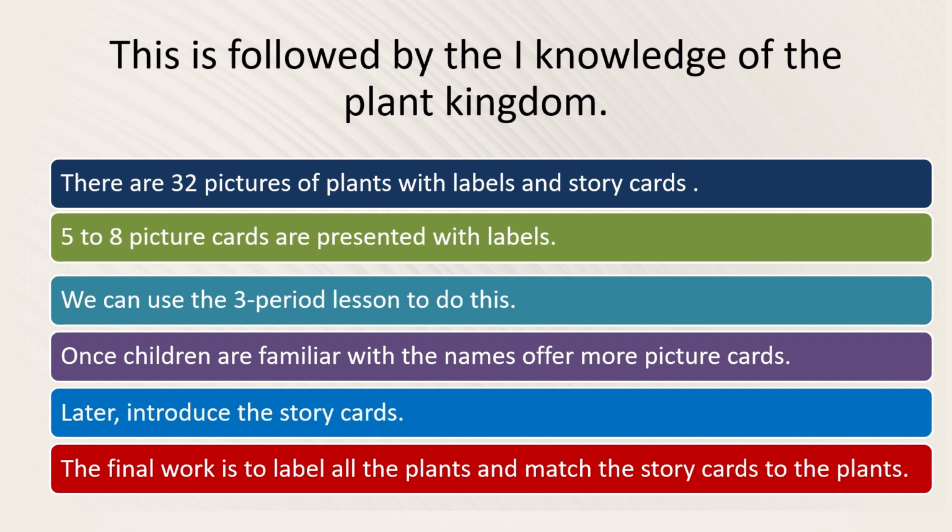We have already looked at all the parts of the plant in detail. So now we come to the next topic, which is the first knowledge of the plant kingdom. And in this, there are 32 pictures of plants with labels and story cards. We offer 5 to 8 picture cards at a time with their labels. Then we can move on to the 3-period lesson to do this.